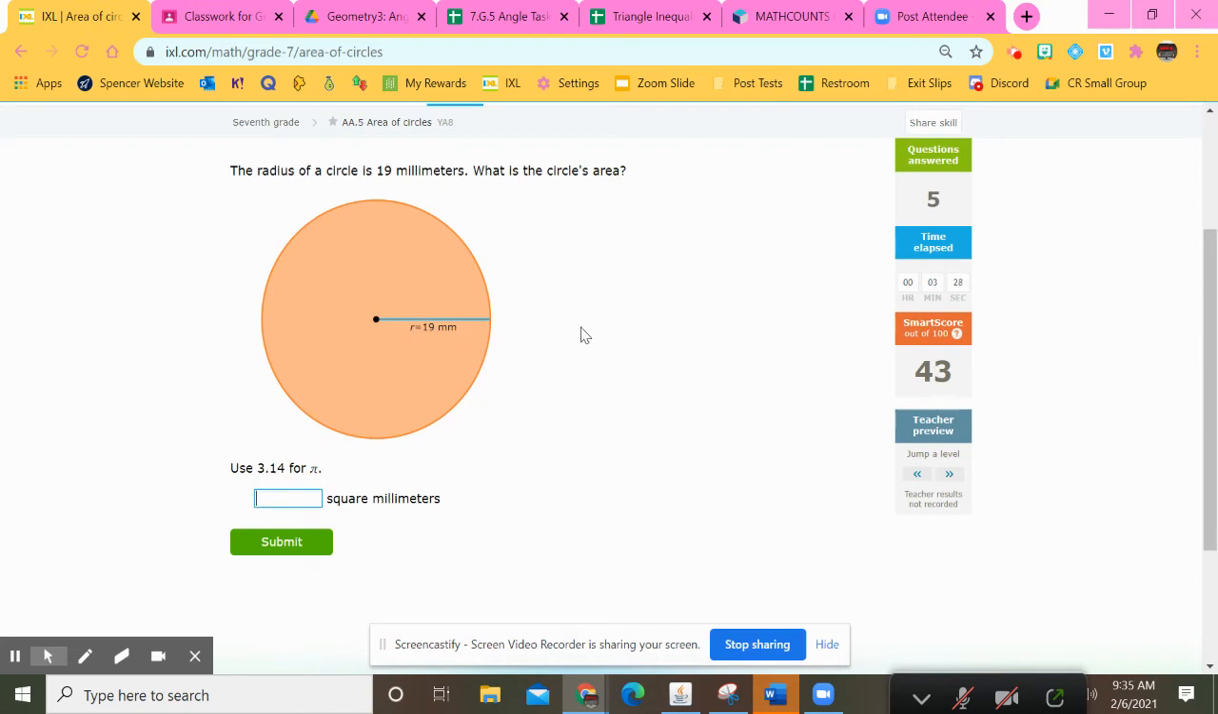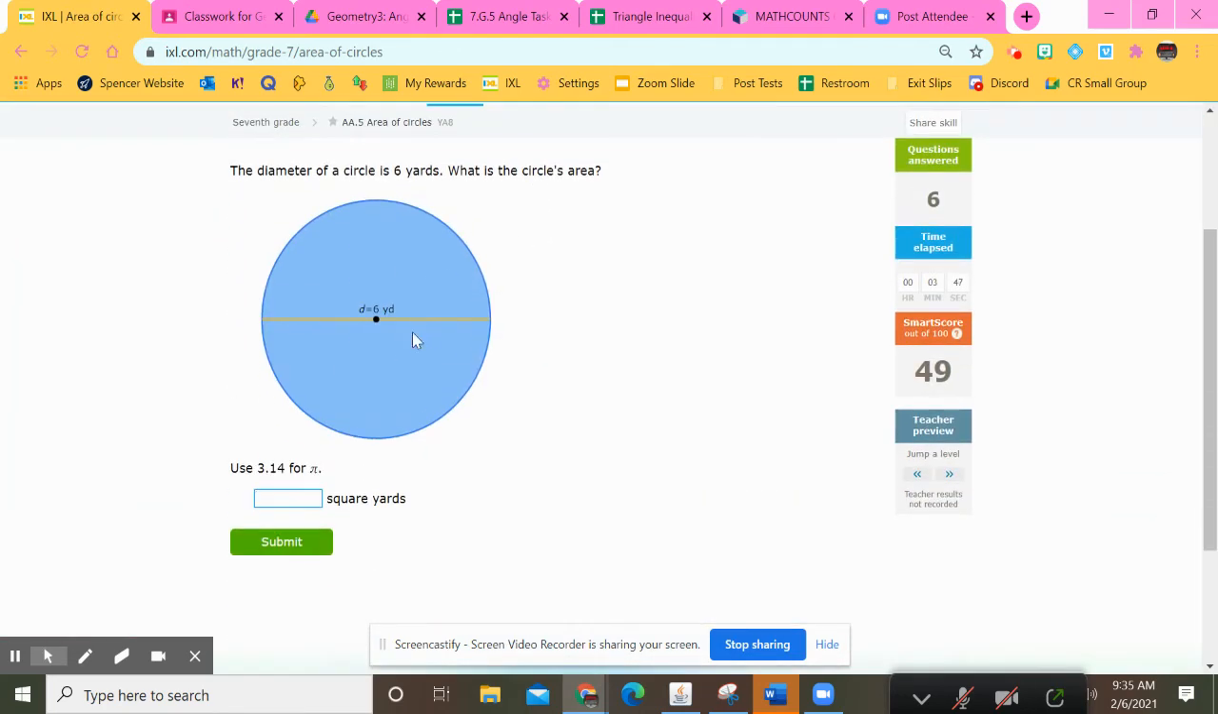This one is just a larger number, but it still has the radius. So we're going to do 19 squared. 19 times 19, that's 361, and we're going to multiply it by 3.14. And that is 1,133.54 square meters.